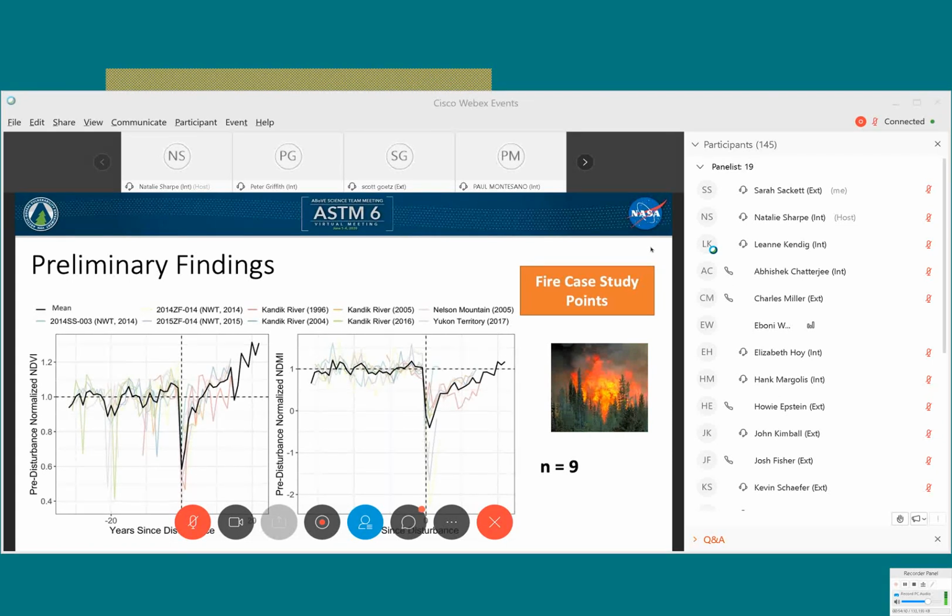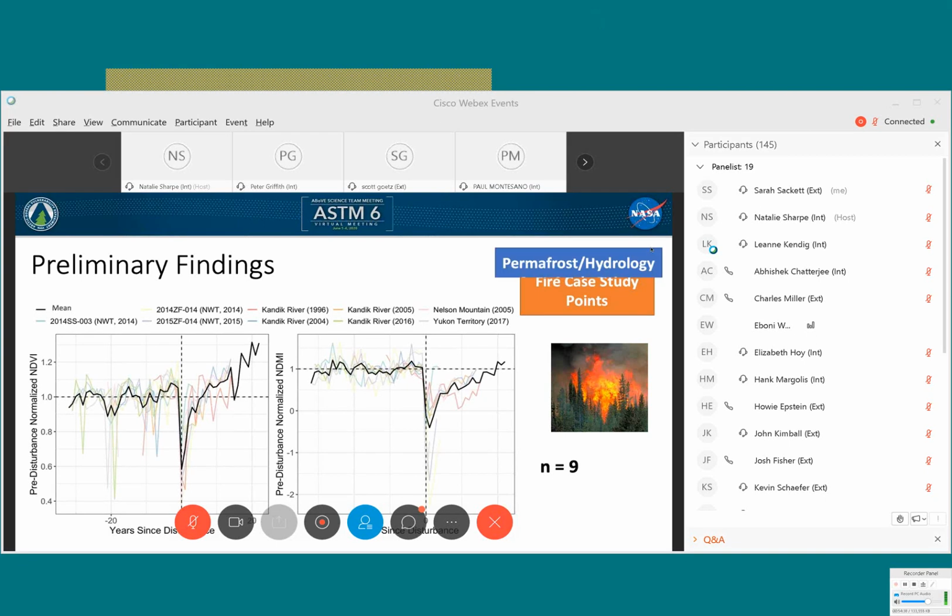I'm showing NDVI on the left and NDMI on the right. The x-axis is years since disturbance, with the disturbance event occurring at year 0. For fire, we can see a very obvious drop in both metrics and then a gradual recovery in both. Interestingly, for NDVI, we can see that it actually increases for some of them to above the pre-disturbance mean after about 15 to 20 years, which may be due to changes in vegetation composition.